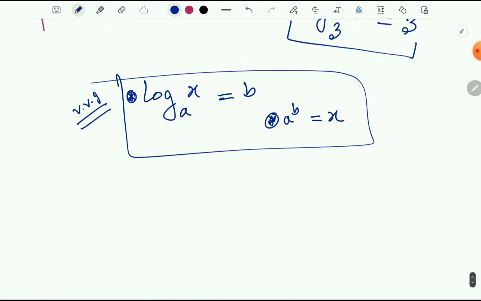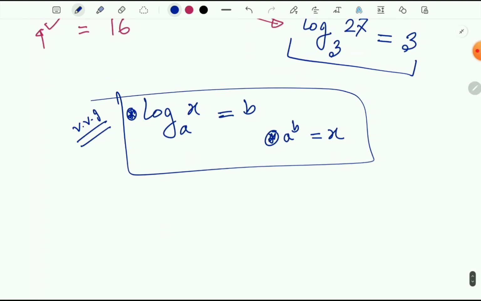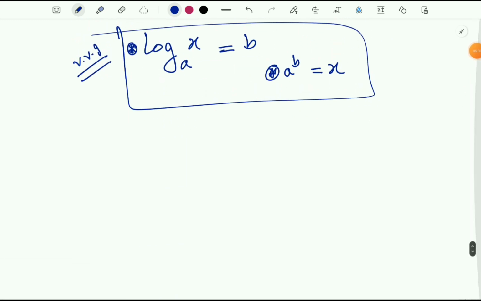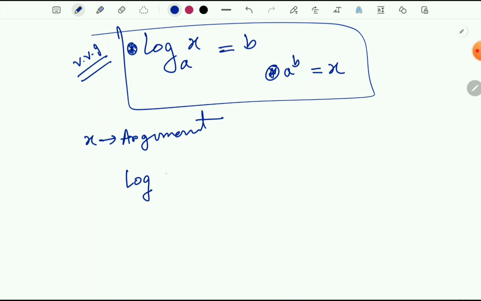Now we'll talk about properties. What are the properties of a, x and b? That means what numbers it can be, what numbers it cannot be. We will look one by one. Okay, so let's start with x, our argument. Let's consider an expression like this: log base 2 of 0 equal to b. So is it possible? Can we find the value of this?